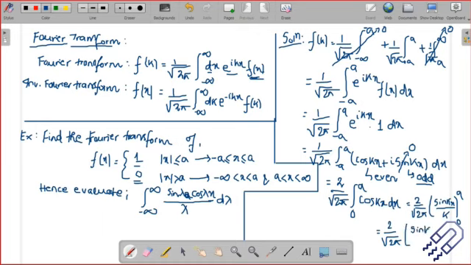The answer is root over 2 by pi into sine ka by k. Okay, right, so that's correct. All of you have to practice it. You should actually get that you are getting this problem. Okay, so this is your transform.